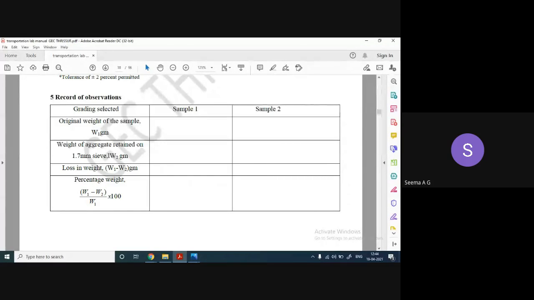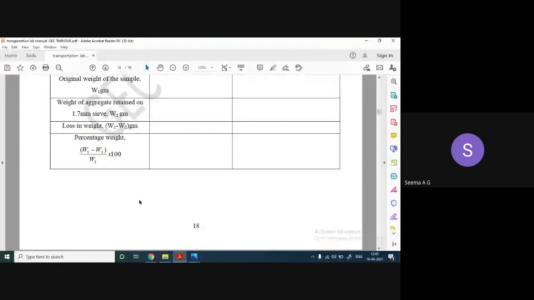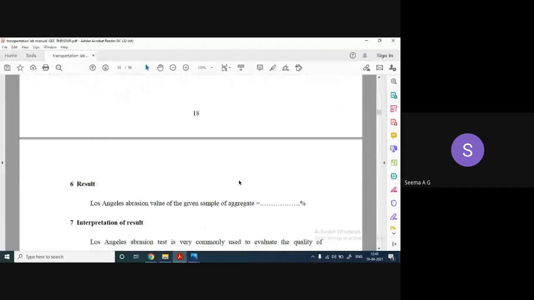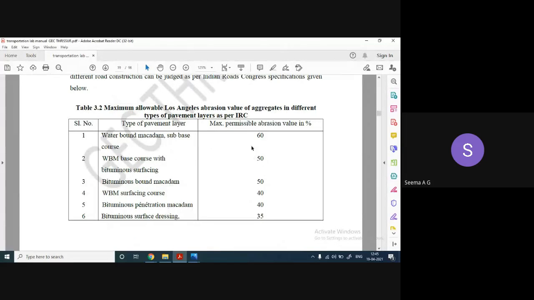Then the quantity of aggregate lost, or the loss in weight, divided by the total weight will give you the Los Angeles abrasion value. As per IRC specifications, for different types of road surfacing, the maximum permissible abrasion value is given. So you have to check whether the value is coming within the specified range. If it is, you can use the aggregate for that type of road. Otherwise, you have to change the material.